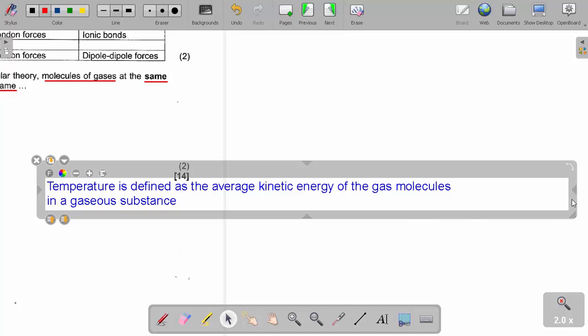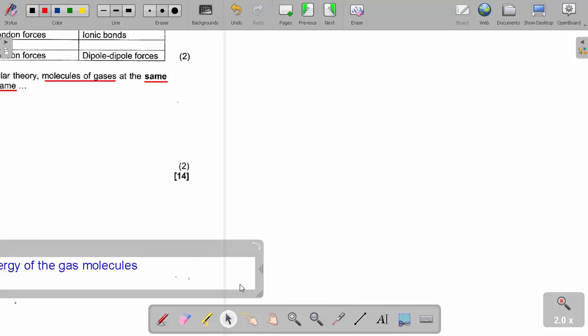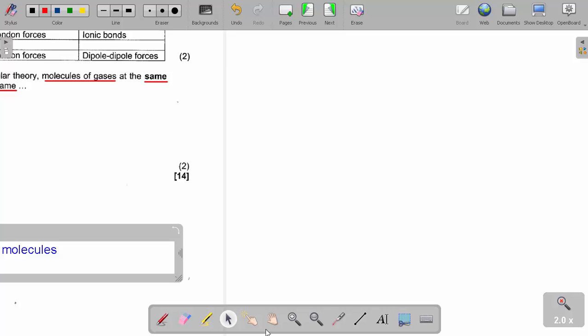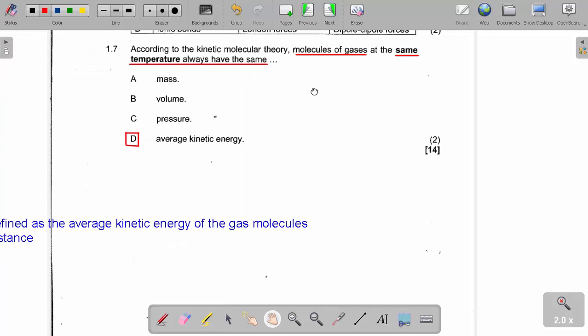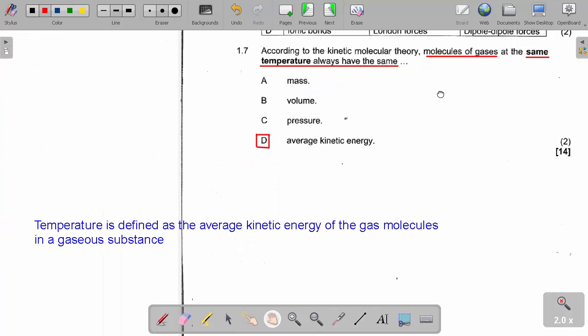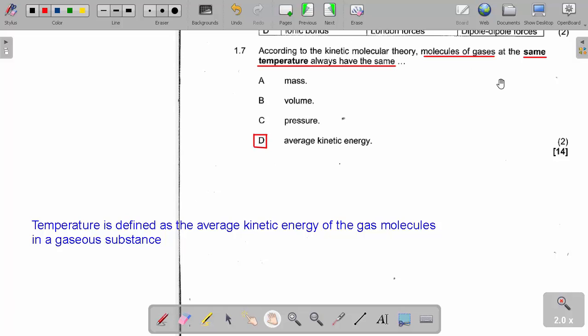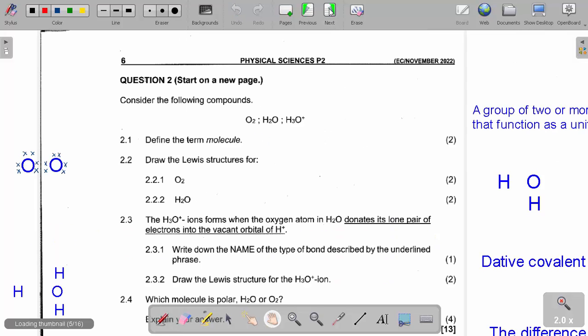So in this particular case, our answer is going to be that one there. Check it again. The question said they have the same temperature, so they must have the same kinetic energy. So the answer is D. Hope we are together. If we are not, please feel free to ask.